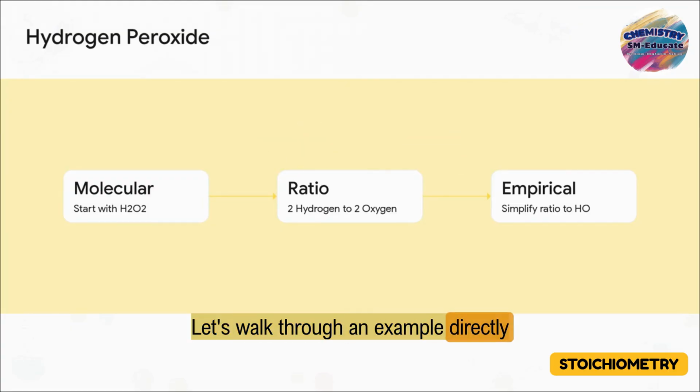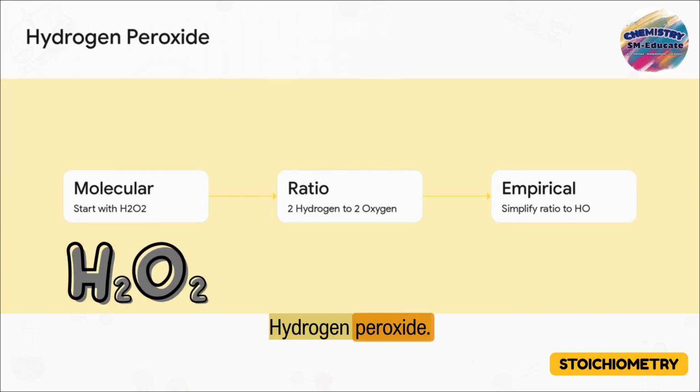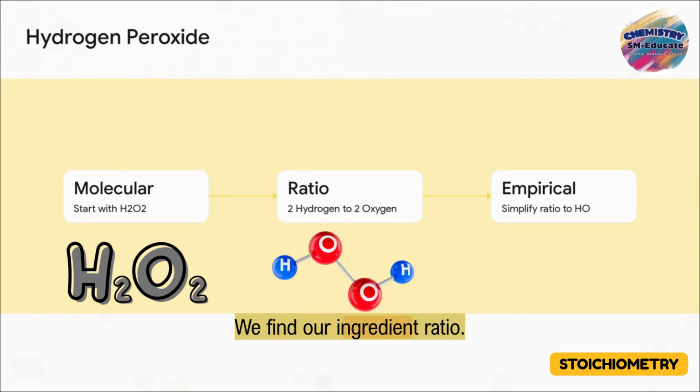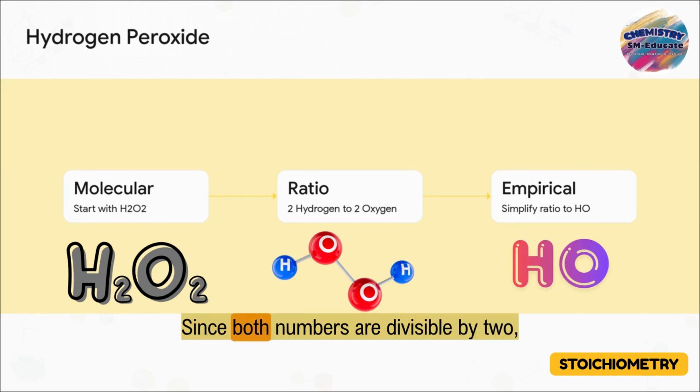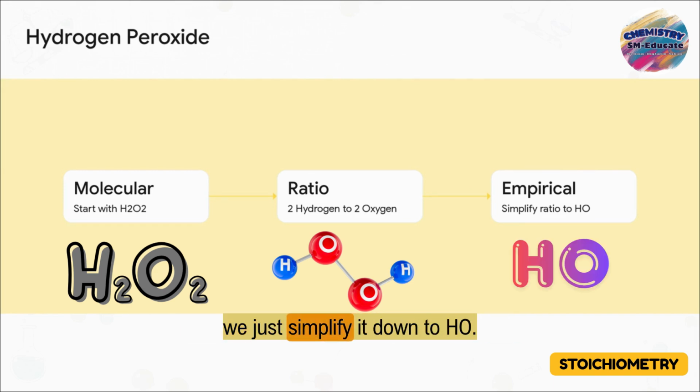Let's walk through an example directly from the text. Hydrogen peroxide. Step 1. We write down the actual molecular formula, which the book tells us is H2O2. Step 2. We find our ingredient ratio. If you look at those little subscripts, we have 2 hydrogen atoms and 2 oxygen atoms. Step 3. We reduce it. Since both numbers are divisible by 2, we simplify it down to HO. The simplest ratio of hydrogen to oxygen is 1:1. Boom, that's your empirical formula.